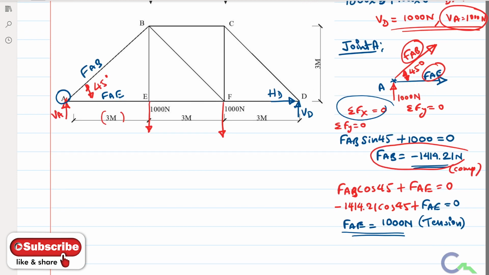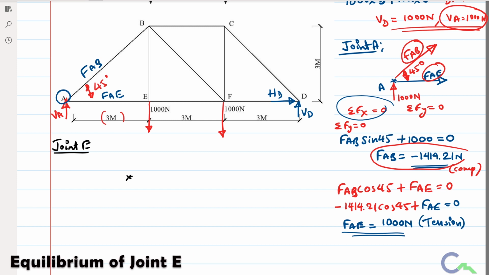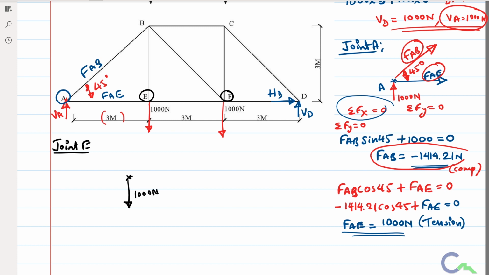I will go to the joint E. So I will take that joint. So one force is acting downward, that is 1000 Newton. Then FEF, I am considering for the first time. Therefore I will take this as tension, FEF as tension. Then if I see FEB, that is also I am considering for the first time. So I will take this as tension, FEB. Then one more force, that is FAE.